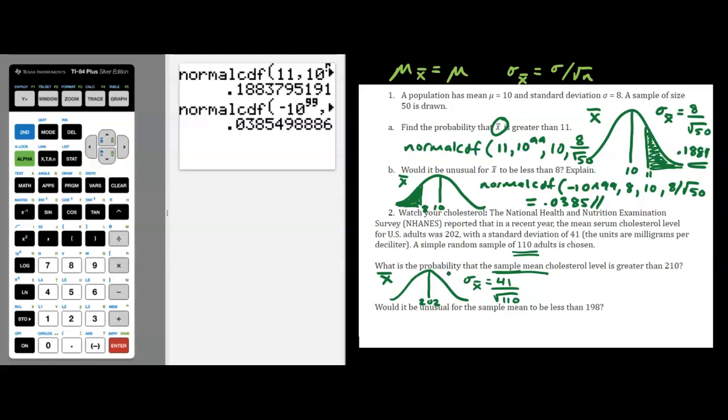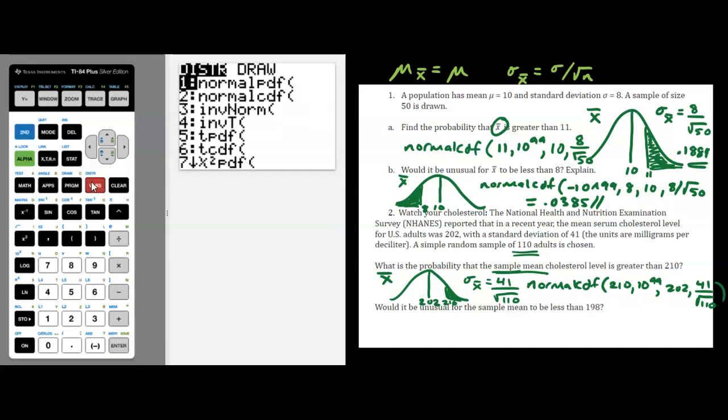So we're trying to find the probability that our X bar, our sample mean, is greater than 210. So if 210 is on this right side, then that shaded region is going to go from 210 all the way to the right. And so we would set up normal CDF, and we're going to go from 210 up to 10 to the 99th power, because it's going all the way to the right. And then we're going to enter the mean of 202 and our standard deviation of 41 divided by the square root of 110. So this is what we're going to put in the calculator.